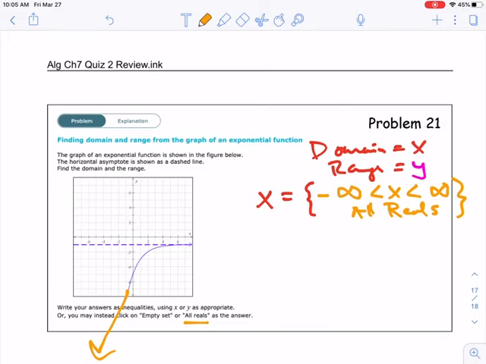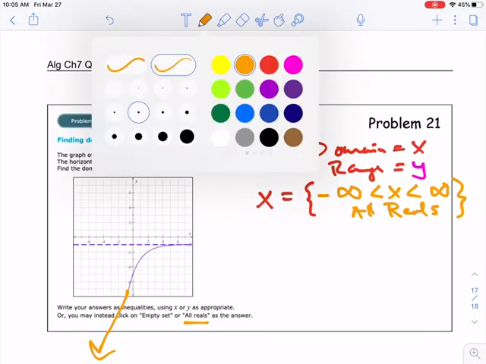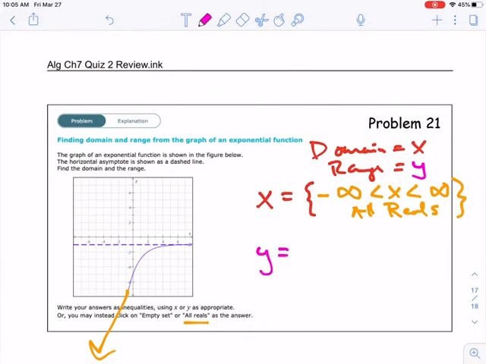So now let's do our range. So for our range, we have y equal to, and for this one, you notice that your y values never go above -1, right? You never get anything up here. It just doesn't happen. So everything is included in this value, but it never hits -1. That's why this is called an asymptote, because it gets close but doesn't touch.